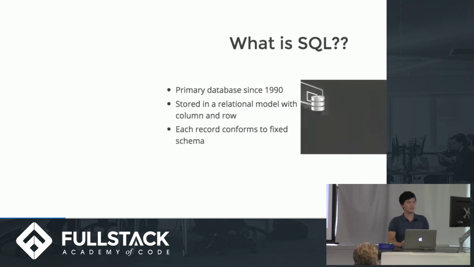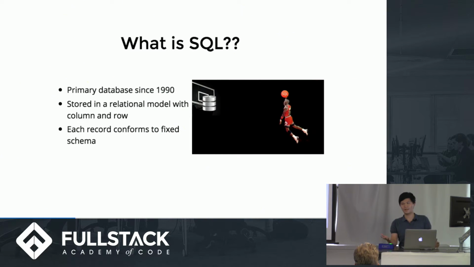So first, what is SQL? Everyone must be familiar with this. SQL has been a primary database since 1990, and stores the relational model with columns and rows, and each column is fixed. You cannot change the property name. And here's a picture, Michael Jordan trying to put the data into the basket, which is the schema of the database. Imagine the basket is the schema. Of course, you cannot change the height and the width of the basket. So that's the SQL database.